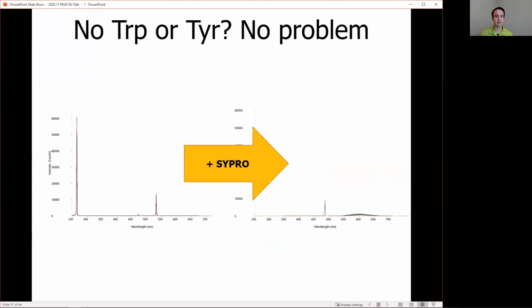So in this case, we're using it to study a protein that actually does not have native tryptophan or tyrosines. So all we do is simply add some Sypro Orange, and we're able to use the blue laser on the UNCLE to excite Sypro Orange fluorescence. That's going to give us information about protein unfolding.